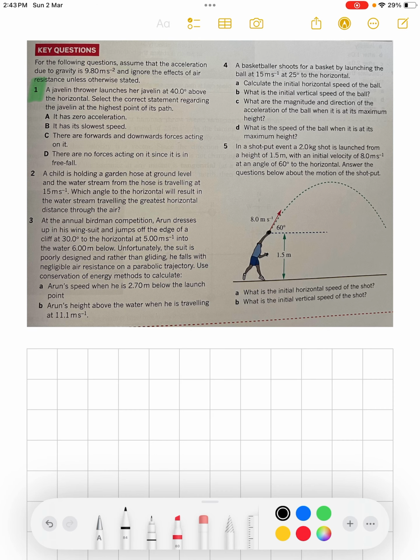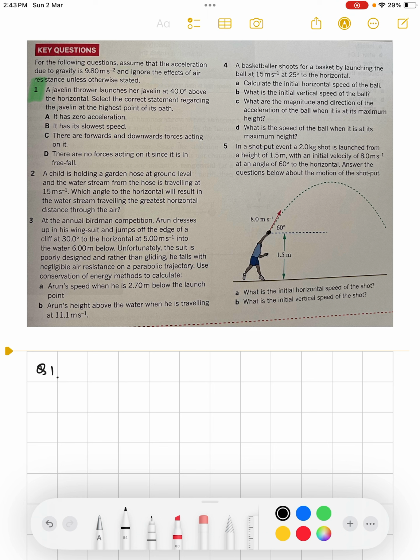I'm going to be looking at question 1. This says for the questions below, assume the acceleration is 9.8 meters per second squared due to gravity. Now question 1 says a javelin is thrown at 40 degrees above the horizontal. So there's the horizontal, there's 40 degrees, and the javelin is thrown and it makes its way in a parabolic path. We're asked to select the correct statement regarding the javelin at the highest point on its path.